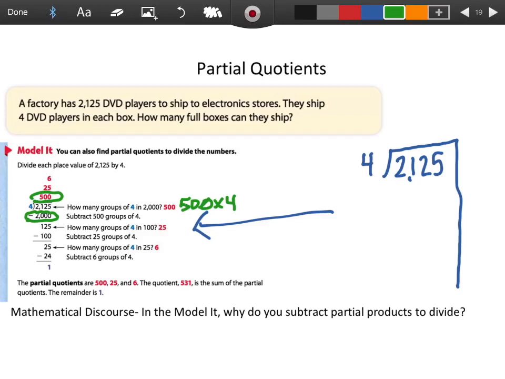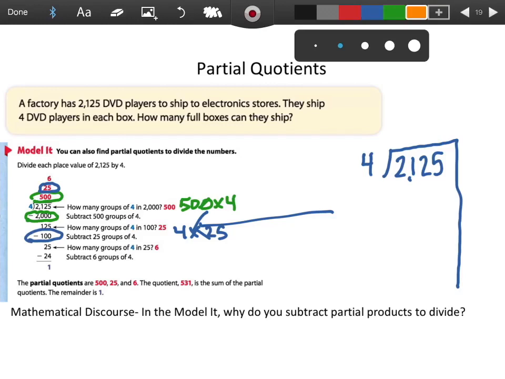Now my next one, I'm going to pack 25 boxes with 4 DVD players, and that's 4 times 25. Well, that's 100. So I'm going to put that down there, and I'm going to subtract that from my 125, which leaves me with 25 DVD players left to pack. And my last little piece right here, I've got 25 DVD players left to pack.